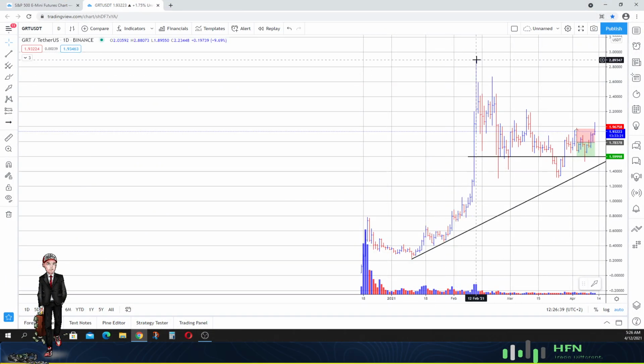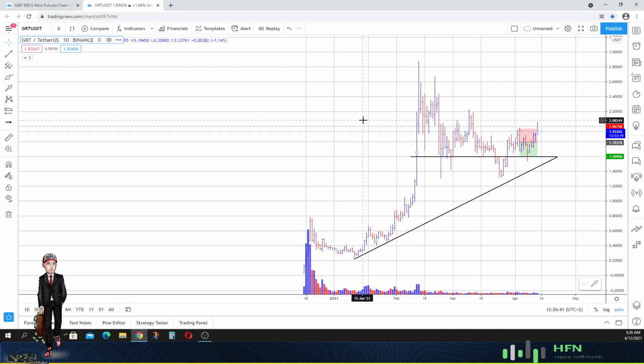You guys can already tell we're going to give you all a price prediction update into the market for Graph. Today is April the 12th, 2021.